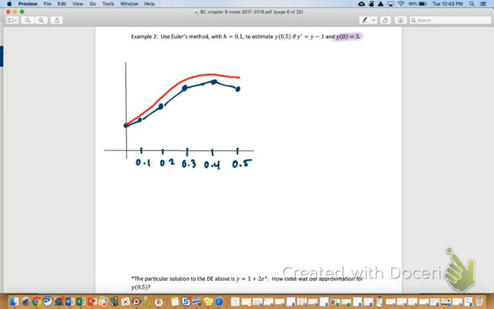So think about this, though. If I made the step size 0.01, instead of 5 steps to get to where I need to go, how many steps would I need? 50, right? I'd need to find 50 little line segments, and they'd all be closer to the curve than those are, but I'd need to do 50 of them. What if that wasn't good enough? What if I wanted to make my step size 0.001? Now there's 500 steps. Is this starting to feel like something that would probably be best suited for a computer?